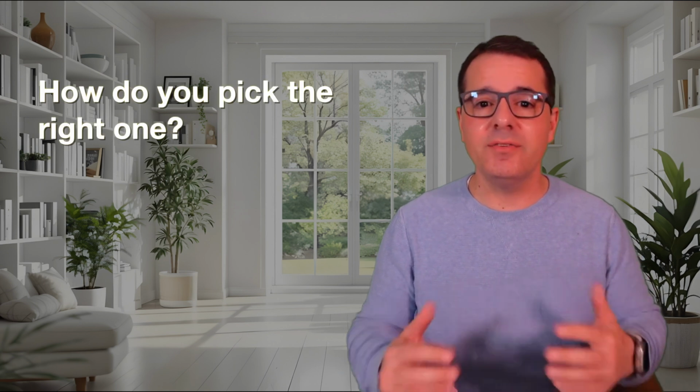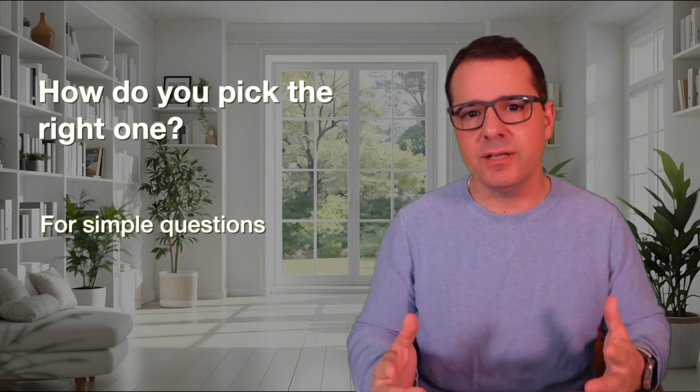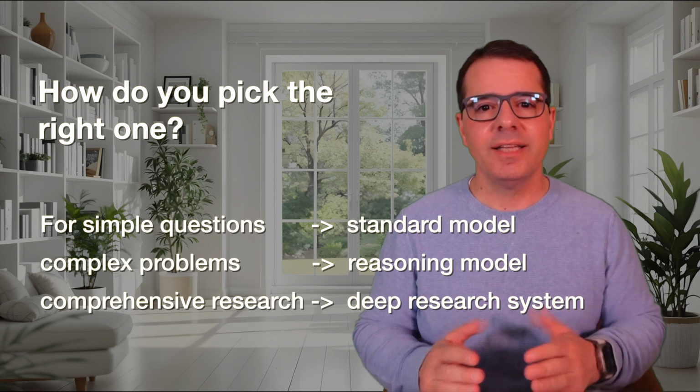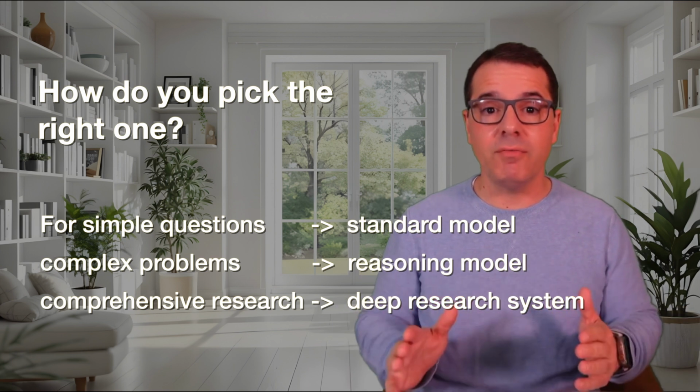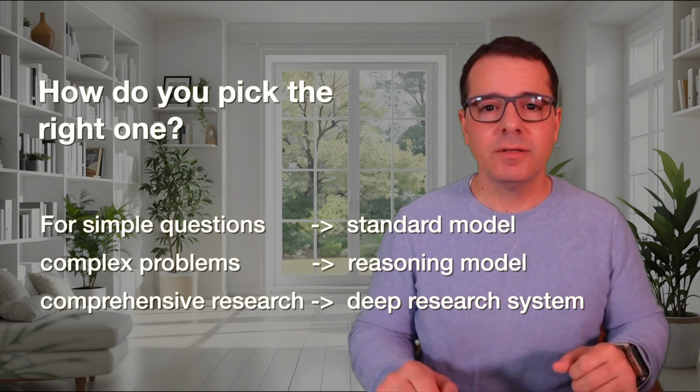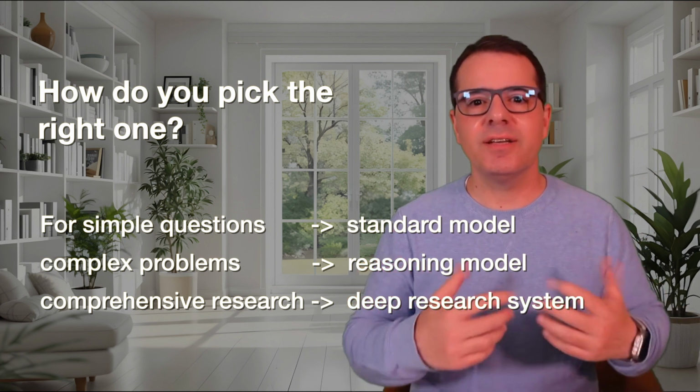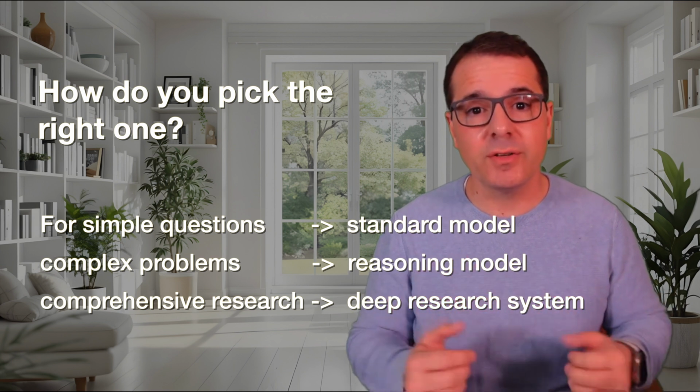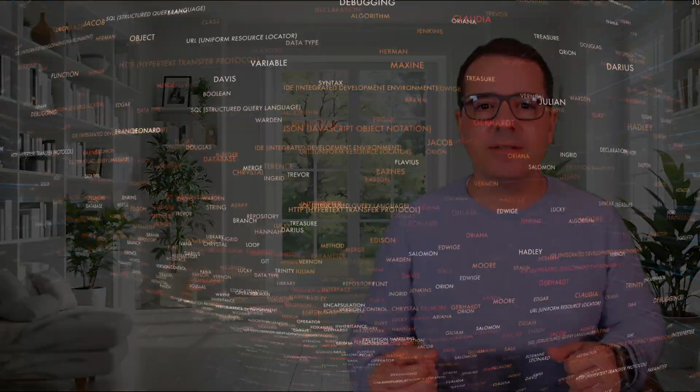That's impressive, right? So how do you pick the right one? Here's a straightforward guide. For simple questions or quick tasks, go with the standard model. Need step-by-step reasoning for complex problems? Choose a reasoning model. Require comprehensive research and synthesis? Opt for a deep research system. Well, up next, we'll explore how to put these into action in real-world scenarios.